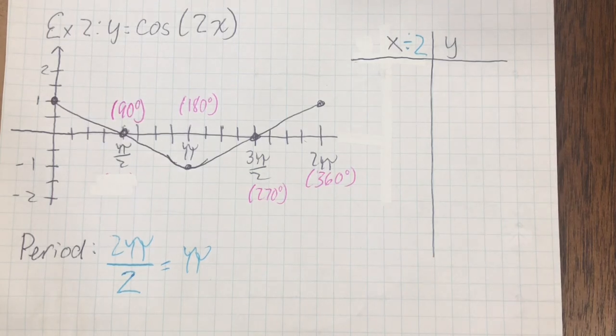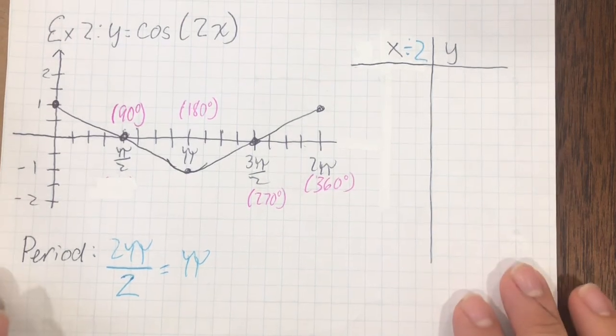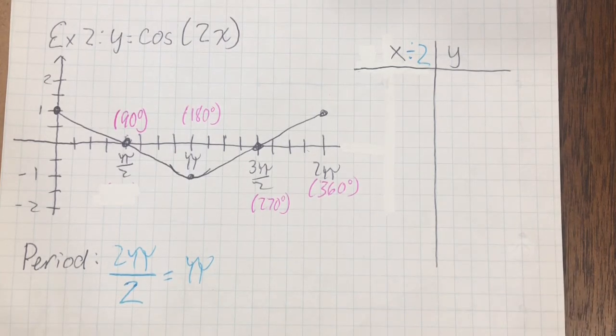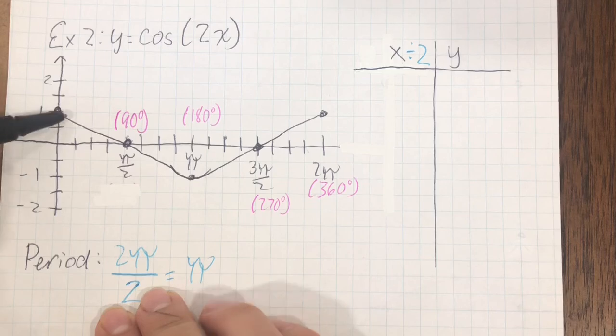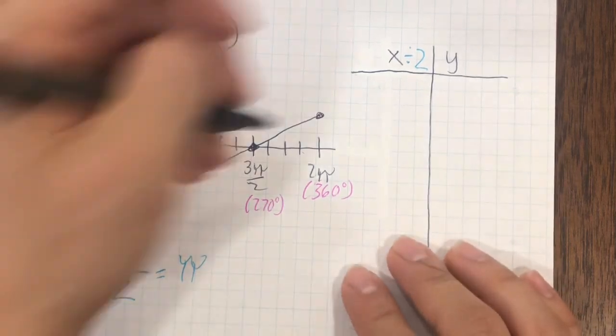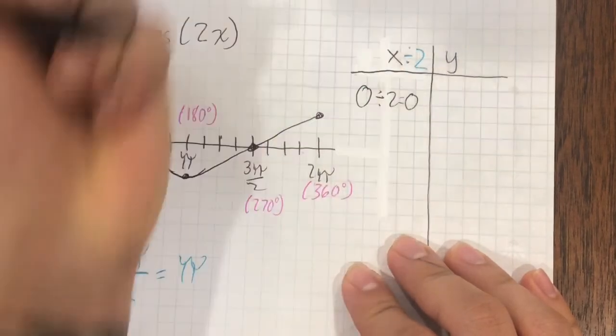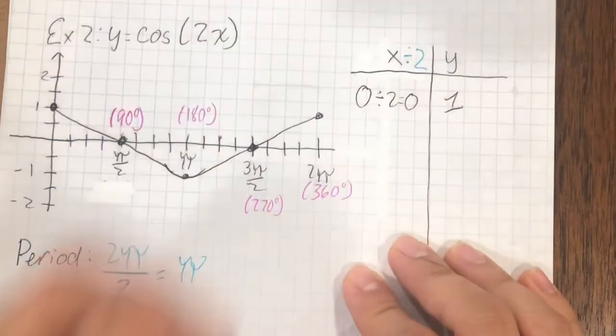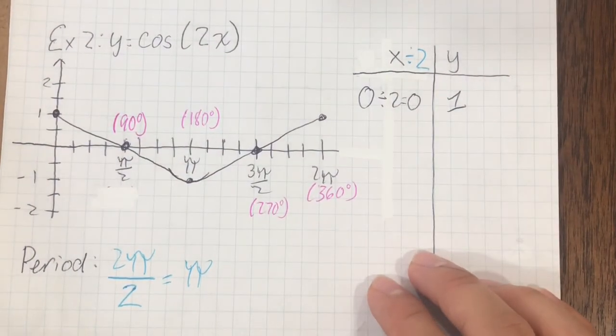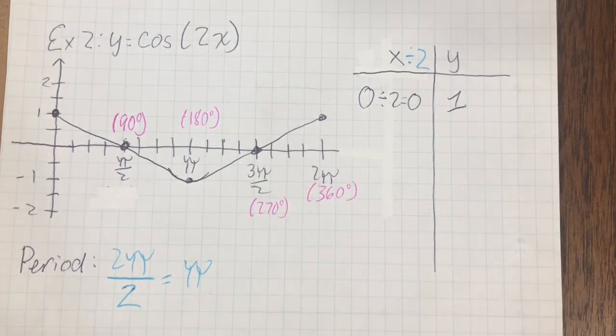So let's go ahead and get started with figuring out the change of each x value. All right, so I have the original point starting off at 0, 1. And if I divide the 0 by 2, I still get 0. So I have 0, 1. So my y values are going to stay the same, but my x values are going to change.